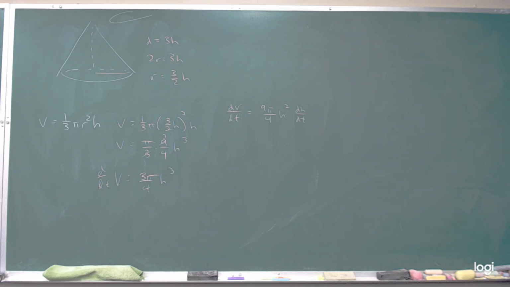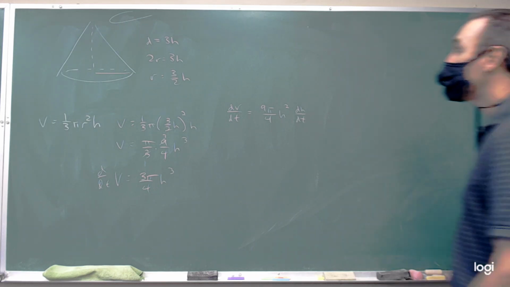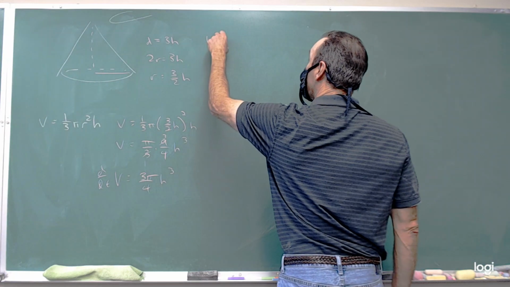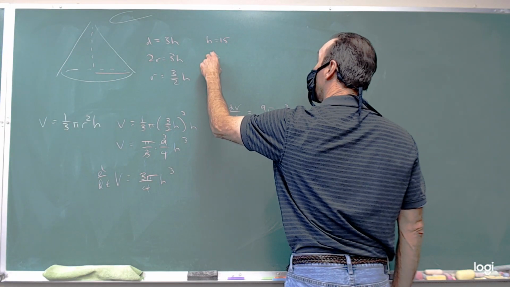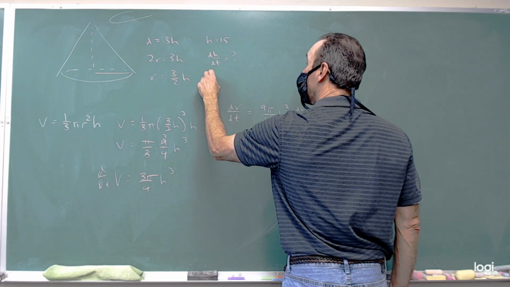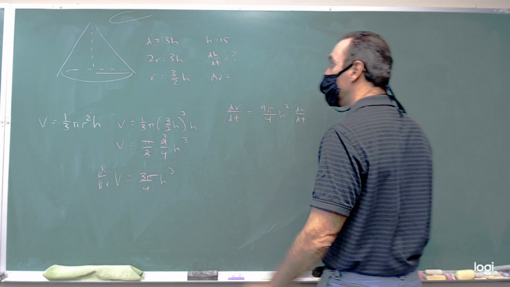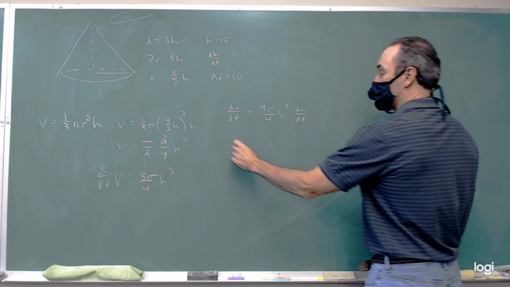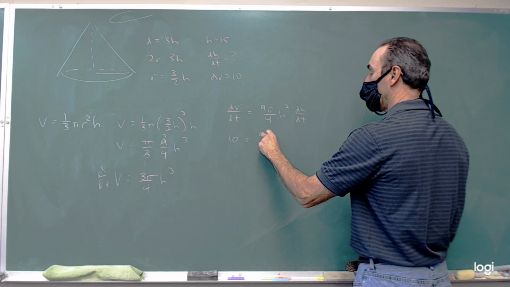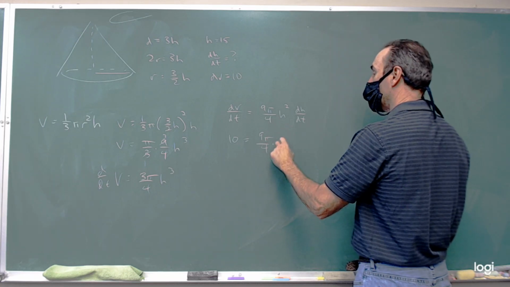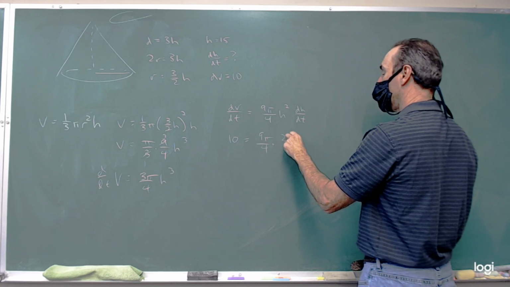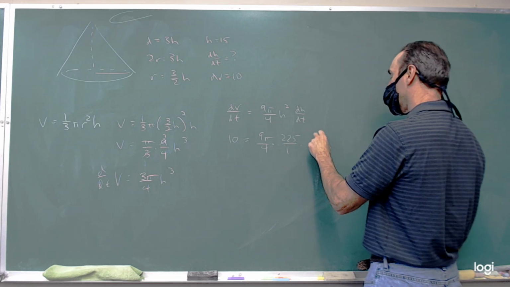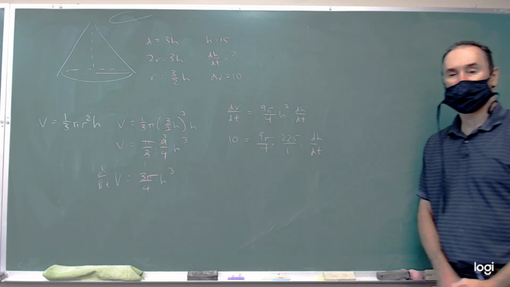And I think we were told the height is going to be 15, and we're looking for dh/dt, and I think we were told dV/dt is 10. So that's going to make this be 10. We've got 9 pi over 4. 15 squared is 225 times dh/dt.